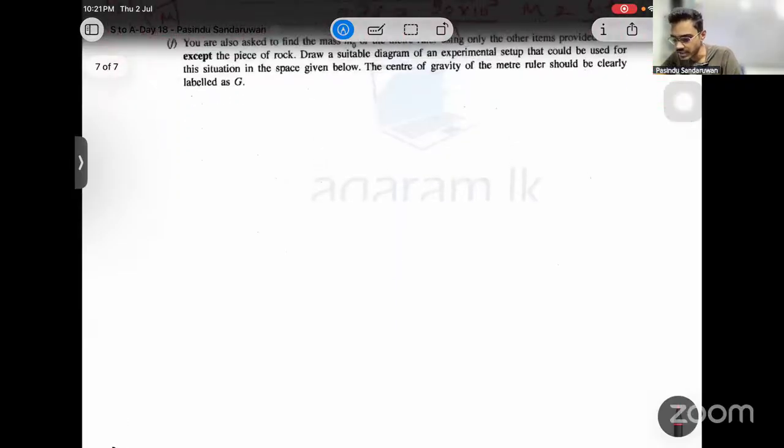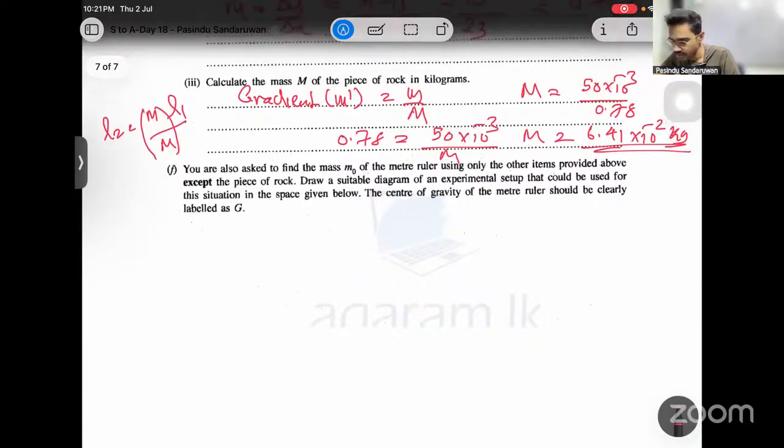A small simplification. Part F: you are also asked to find the mass m naught of the meter ruler using only the other items provided above, except the piece of rock. Draw a suitable diagram of an experimental setup that could be used for the situation in the space given below. The center of gravity of the meter ruler must be clearly labeled as G.